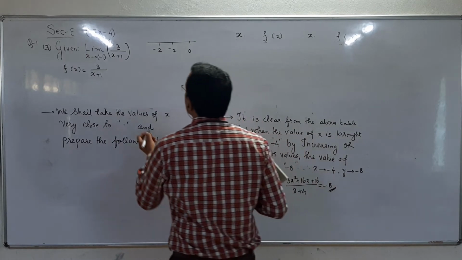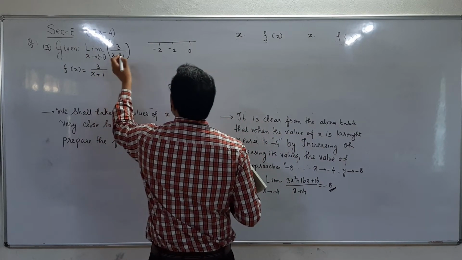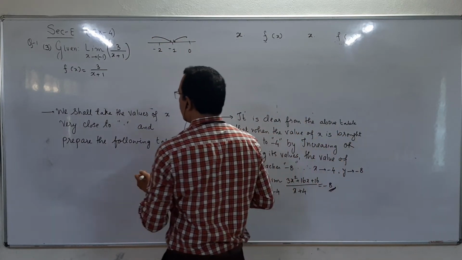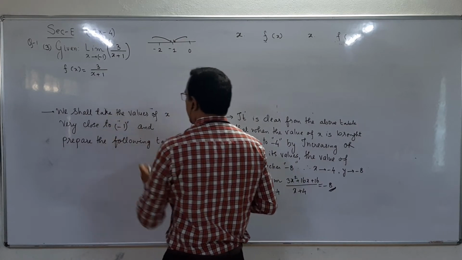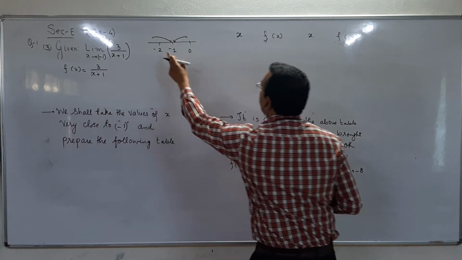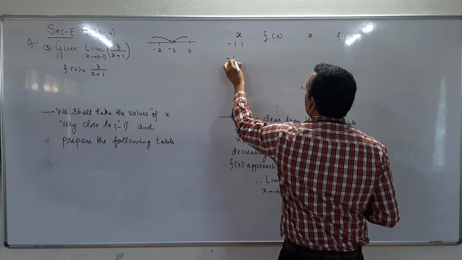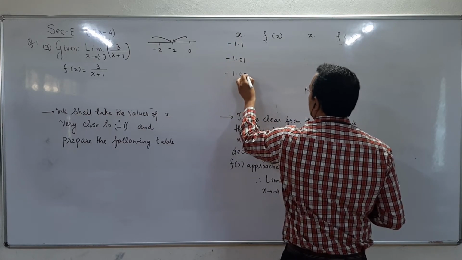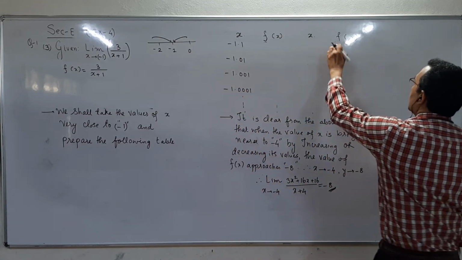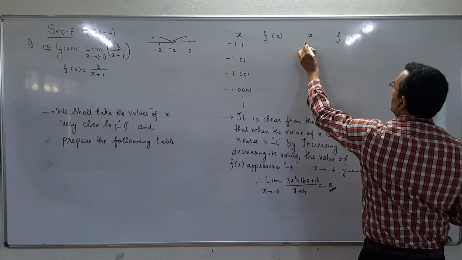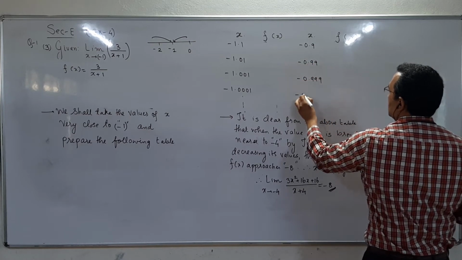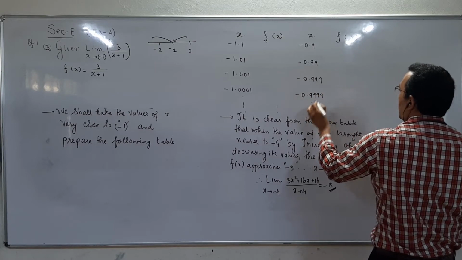So we can approach, students, minus 1 from left as well as from right. We shall take the values of x very close to minus 1 and prepare the following table. If I shift point 1 to the left, it is minus 1.1, minus 1.01, minus 1.001, minus 1.0001 and onwards. To the right, if I am shifting, this becomes minus 0.9, minus 0.99, minus 0.999, minus 0.9999 and onwards.